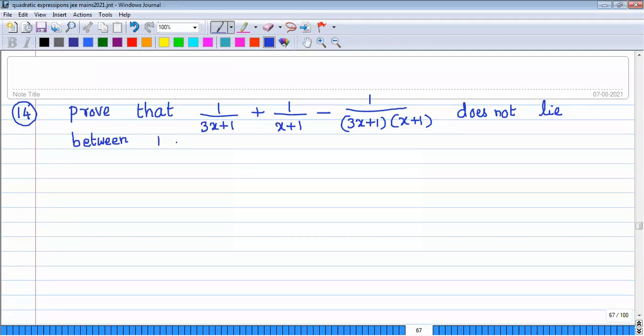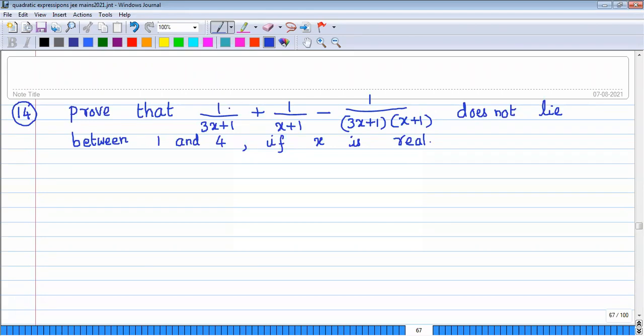1 and 4, if x is real. So this is the question. Prove that 1 upon 3x plus 1 plus 1 upon x plus 1 minus 1 upon 3x plus 1 times x plus 1 does not lie between 1 and 4 if x is real.